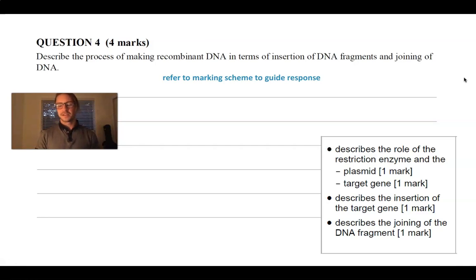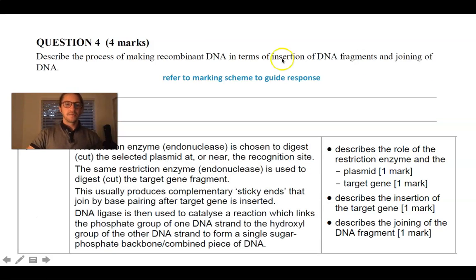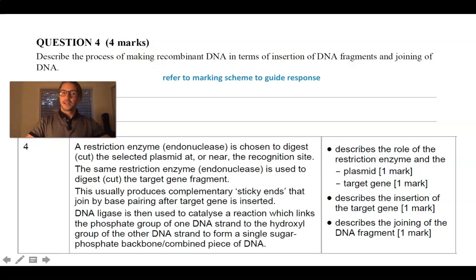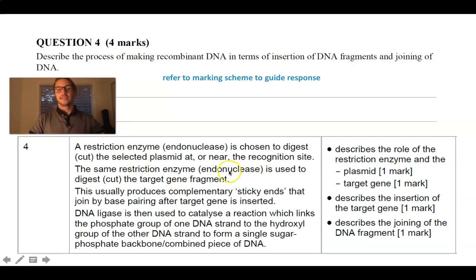Okay, I hope you've had some time to answer that. And hopefully you got something like this. This is just an example. Here's where the marks are. So a restriction enzyme, we didn't say that keyword, it's in your reading. So endonuclease is chosen to digest, that means to cut the selected plasmid at or near the recognition site. So we cut that donor DNA, we cut that plasmid, and then we bring them together.